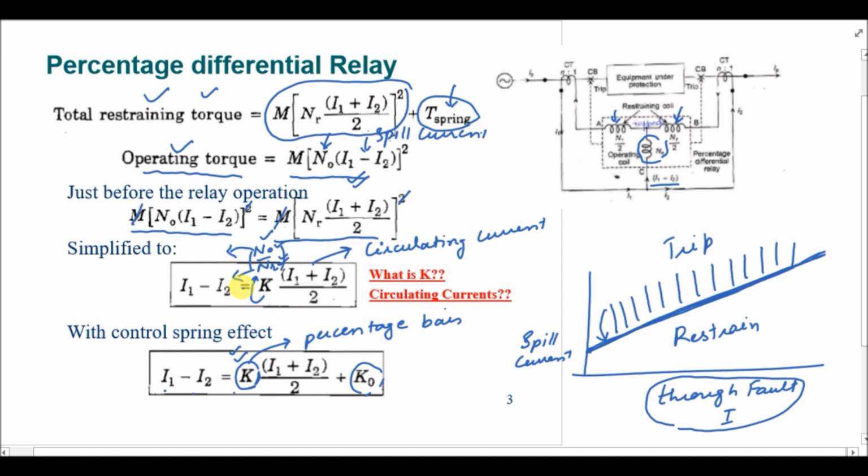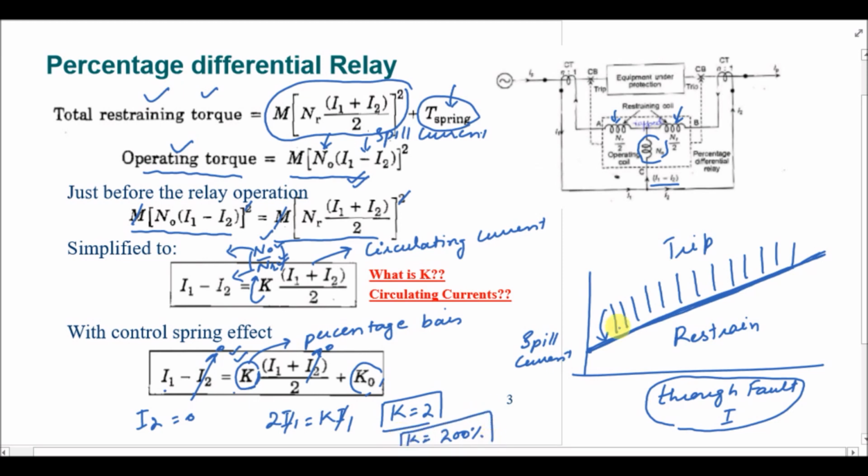Right, now let's assume we have an internal fault. In that case, suppose we have I2 equal to 0. So if I2 is equal to 0, this I2 will be 0, this I2 will be 0, and 2 I1 will be equal to K I1. I1 will cancel out and K will be equal to 2. So the slope of the line will be 200%. So the value of K will be 200%.